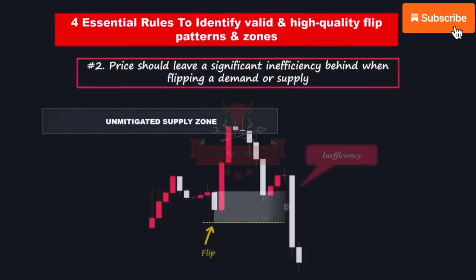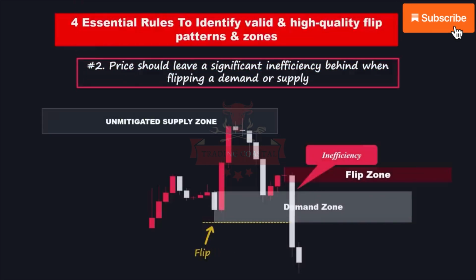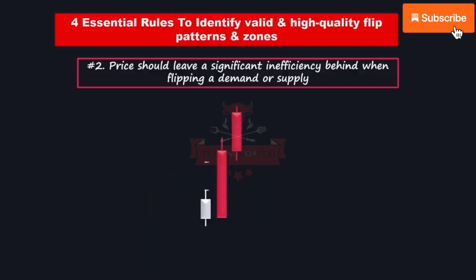Rule number 2. A high-quality flip pattern should leave a significant inefficiency behind when flipping a demand or supply zone. This inefficiency refers to a clear and noticeable break of structure or a swift and powerful movement that invalidates the previous market sentiment. Inefficiency refers to an imbalance between buyers and sellers in the market, resulting in a disequilibrium that needs to be filled.